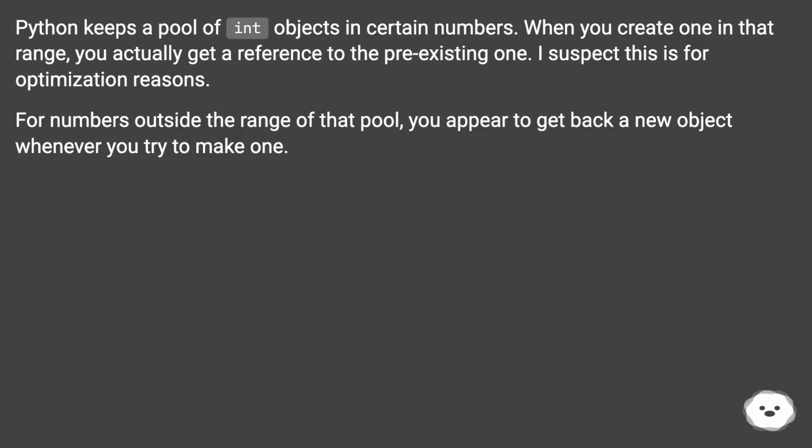Python keeps a pool of int objects in certain numbers. When you create one in that range, you actually get a reference to the pre-existing one. I suspect this is for optimization reasons. For numbers outside the range of that pool, you appear to get back a new object whenever you try to make one.